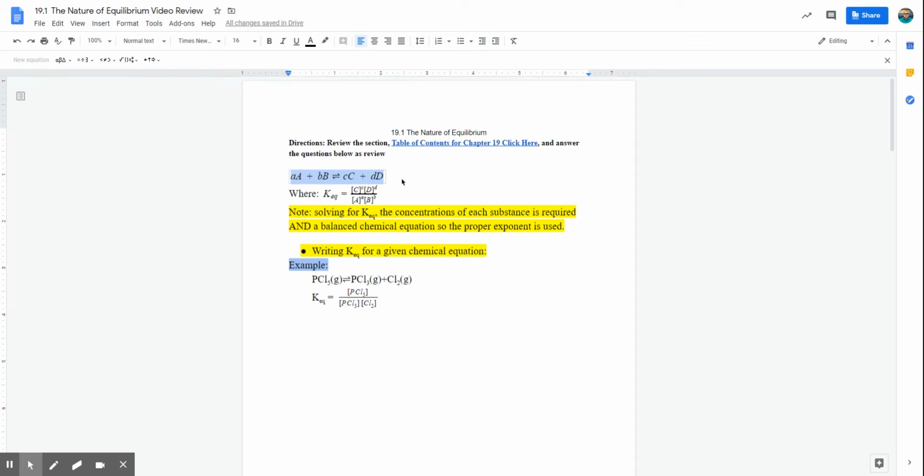This is taken straight out of the reading. And then in order to set up an equilibrium constant, you'll need to, one, make sure you have a balanced chemical equation, and two, you'll need to know what a coefficient is. So a coefficient is a number in front of a chemical in a chemical equation that determines the number of moles of that chemical needed.